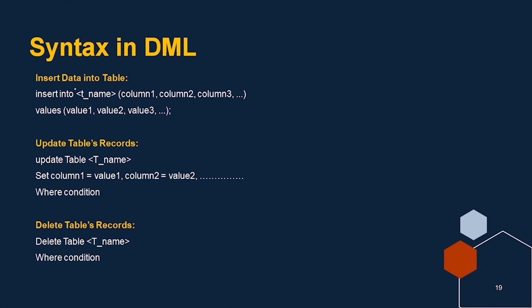Syntax in DML: insert data into table. We will use this syntax when we are going to insert records in our table. Insert into, then we mention our table name and our column names. Then we use values, then the values you are going to insert for those columns, and we need to follow the sequence of the column names. The column names are optional. If you do not pass the column names, then we need to mention all the columns' values in this statement. We will move to our SQL Server to insert some records in our employee table.